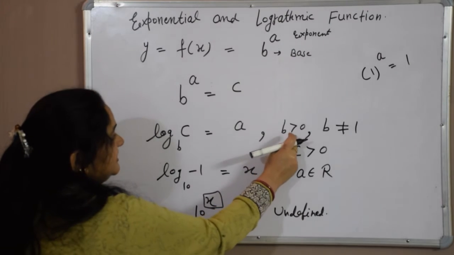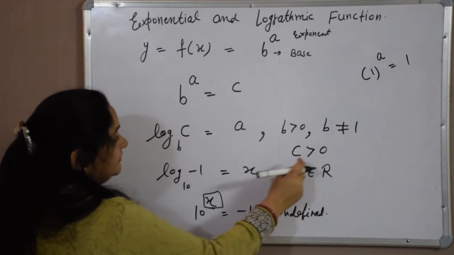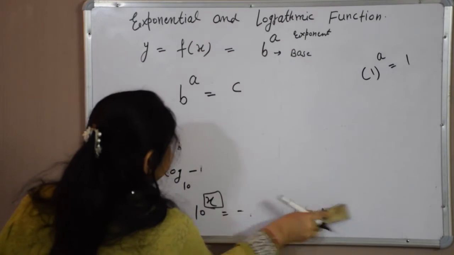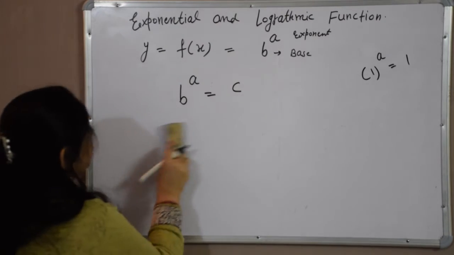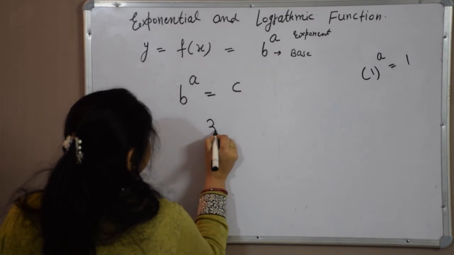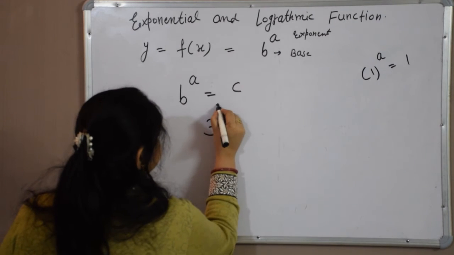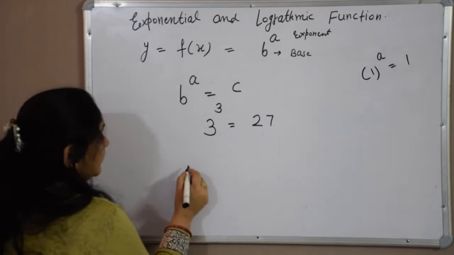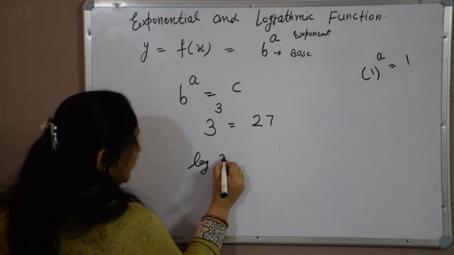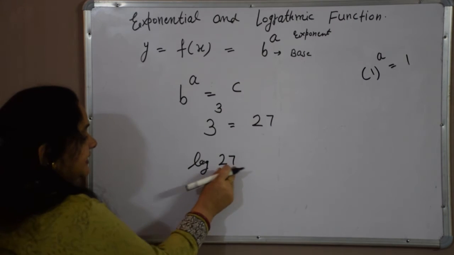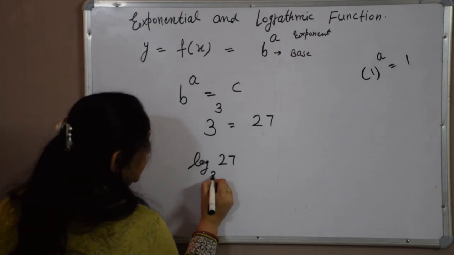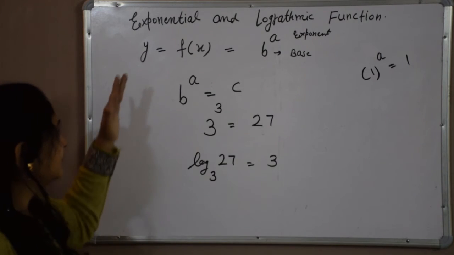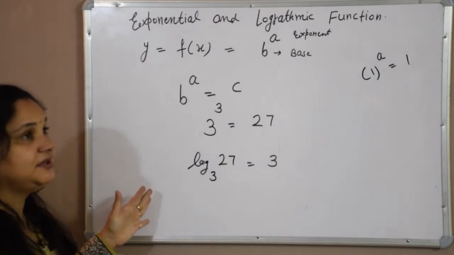So these are the conditions: b should be greater than 0, b is not equal to 1, c greater than 0, and a belongs to R. I am giving you one more example. Suppose I have to write 3 cube is equal to 27. So how can we write it in the form of log? Log of 27 to the base 3 equals 3. So you can practice more how we can write from the exponential form to the logarithmic form.